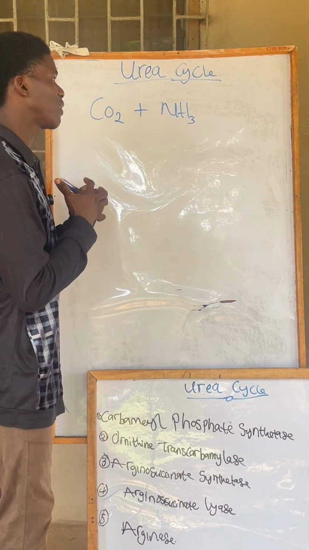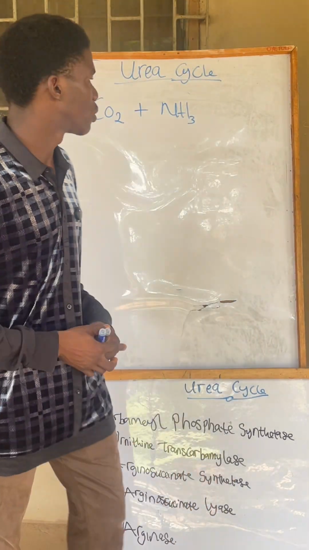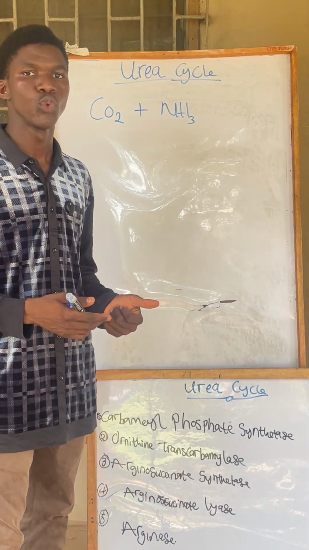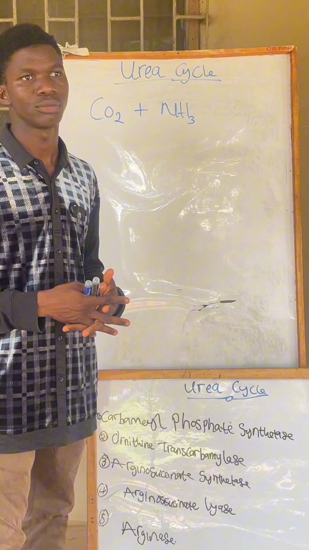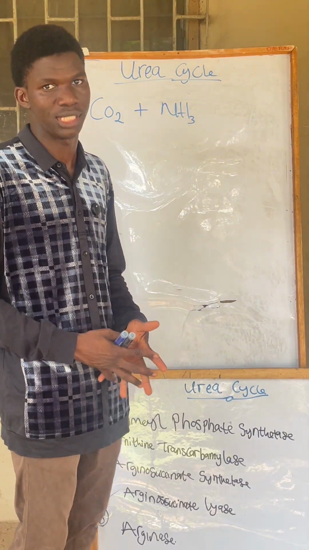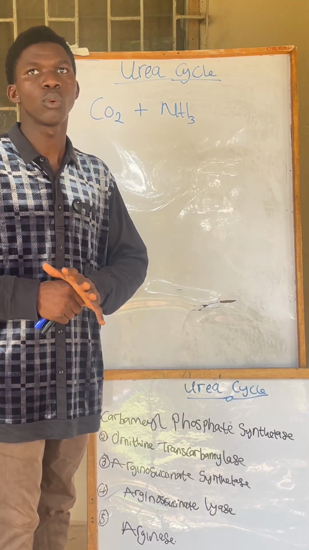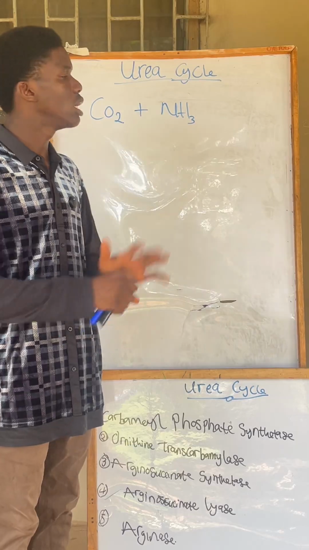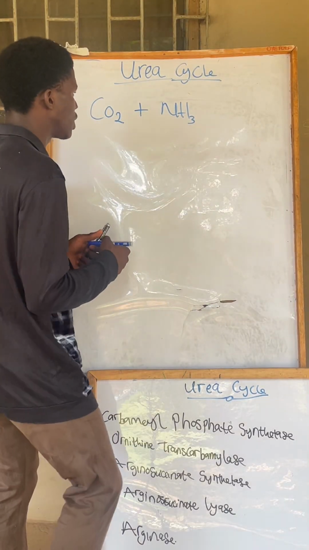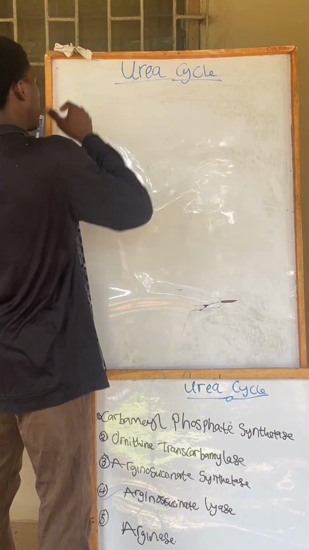So now look at this. We have CO2 reacting with ammonia. So how does that happen? Before CO2 can react with ammonia, we need energy. And the energy is gotten from ATP. That is to tell you that we need two molecules of ATP here. In this reaction, we need two molecules of ATP. So we have CO2 reacting with ammonia.